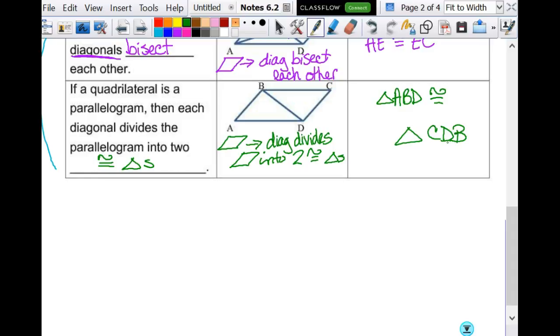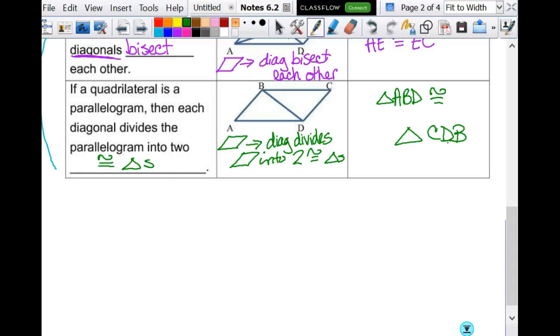Okay. Any questions at this point? Okay, so what I want to make sure that you understand is that all of these properties apply to any parallelogram that exists ever. And a rectangle is a parallelogram. A rhombus is a parallelogram. All right, a square is a parallelogram. So a rectangle, rhombus, and square also have all of these properties plus more.